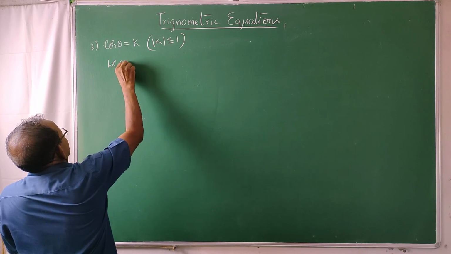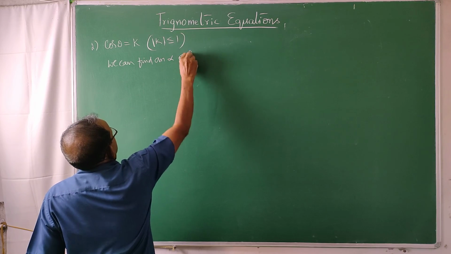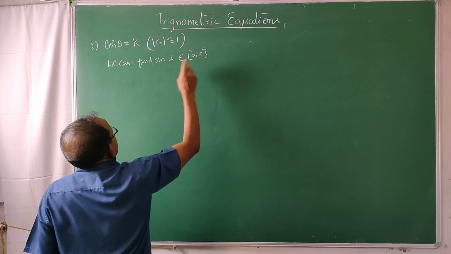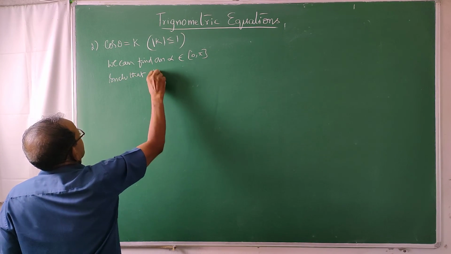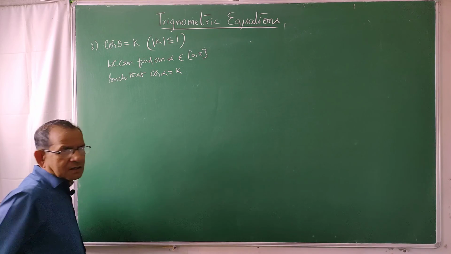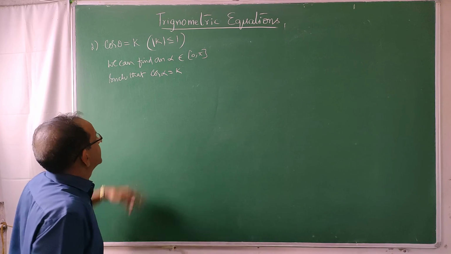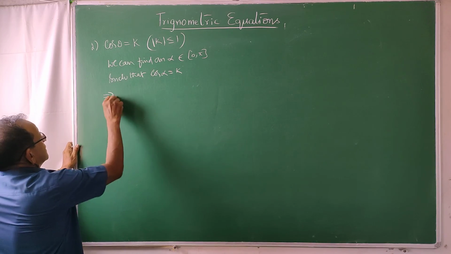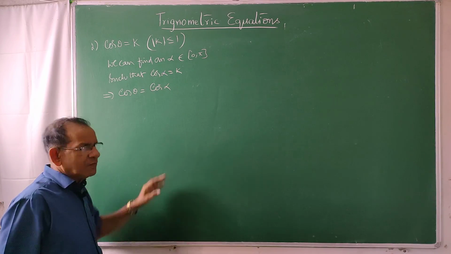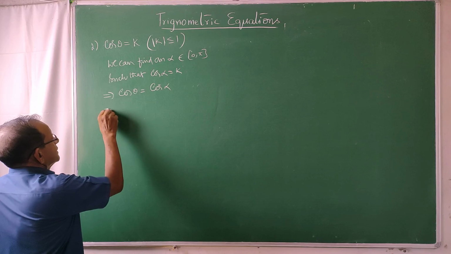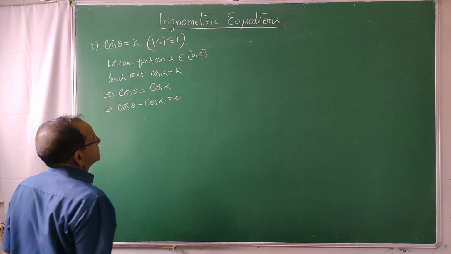We can find an alpha belonging to 0 to pi such that cos alpha is equal to k. Now, cos theta is k and cos alpha is also equal to k. Equate these two. That implies cos theta is equal to cos alpha. Bring it to the left side. That implies cos theta minus cos alpha is equal to 0.